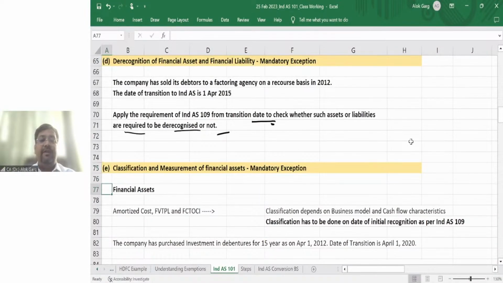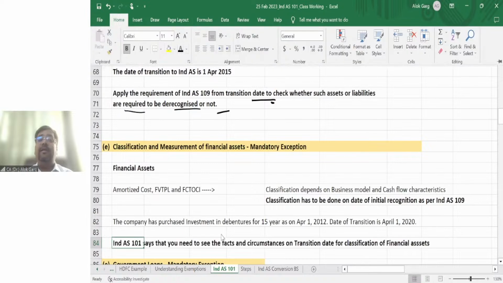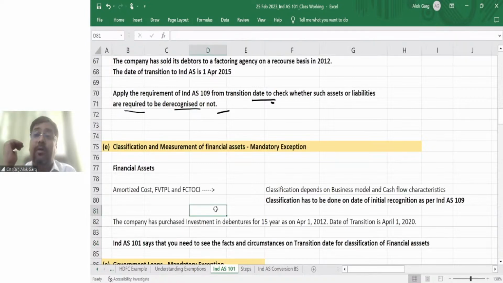Ind AS 101 has told that you are not required to see the facts and circumstances on the date of initial recognition. You are required to see the facts and circumstances on the date of transition for classification of financial assets. So instead of the transaction date, you have to see the transition date. So Ind AS 101 has given you a relaxation.